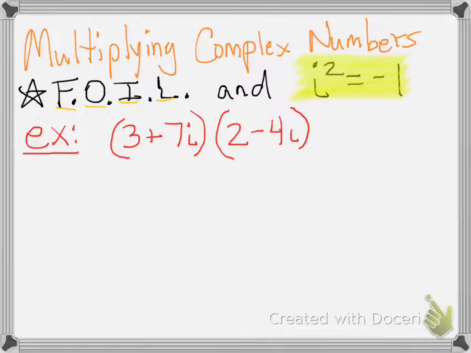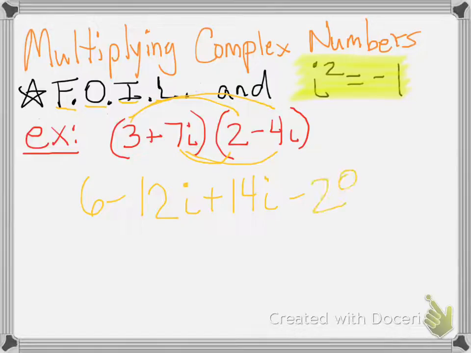Okay? So the very first thing that I want to do is do 3 times 2 and get 6. And then 3 times negative 4i and get negative 12i. And then 7i times 2, which is plus 14i. And then 7i times negative 4i, which is negative 28i squared. Okay? A couple things happen here. First, the middle two terms will combine. They're like terms. So my next step, I can say 6 plus 2i. Those middle two terms will combine to be 2i.